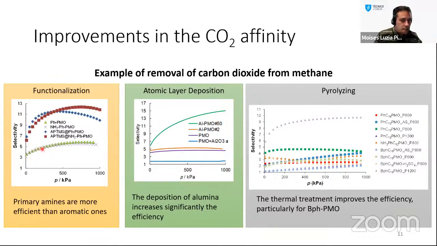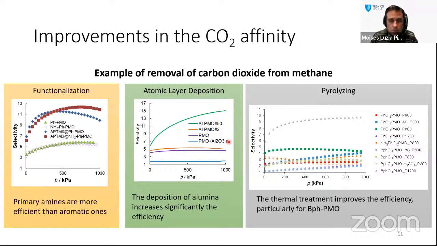In this case, as you can see here, when we have normal phenylene PMO, we have selectivities around here. But when we have some amines at the surface, we can increase this selectivity significantly. From the process point of view, this is a very important improvement. When we do atomic layer deposition, you also see an increase depending on the number of cycles. When we have 15 cycles of deposition, the aluminum oxide at the surface of the pores increases the selectivity significantly. So we have an increase from here to here.